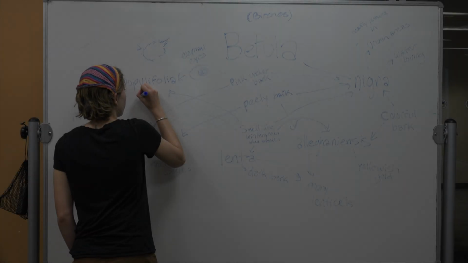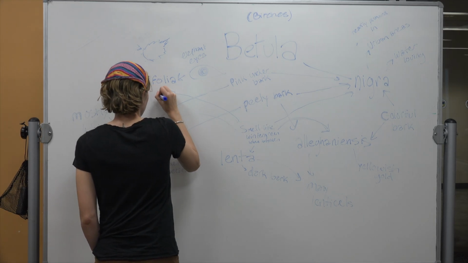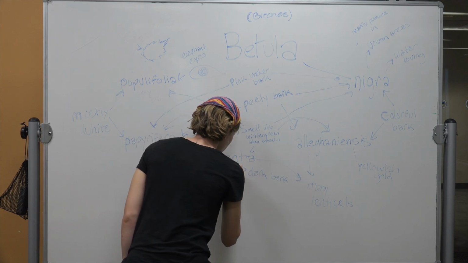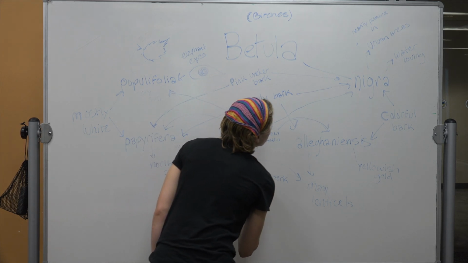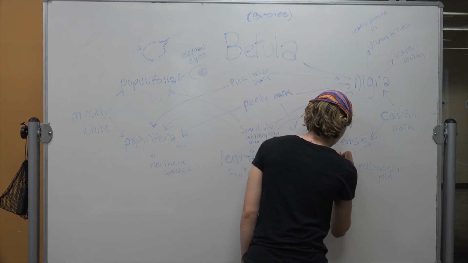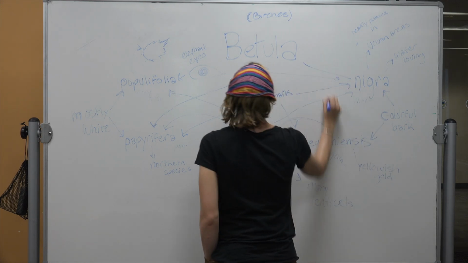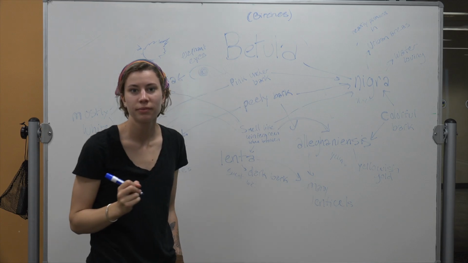Okay, so we got gray birch. We got paper birch. Oh my gosh, sweet birch, yellow birch, and river birch. Oh my god, it makes sense.